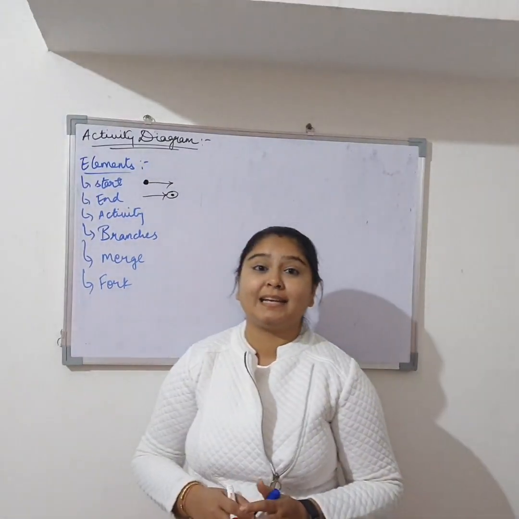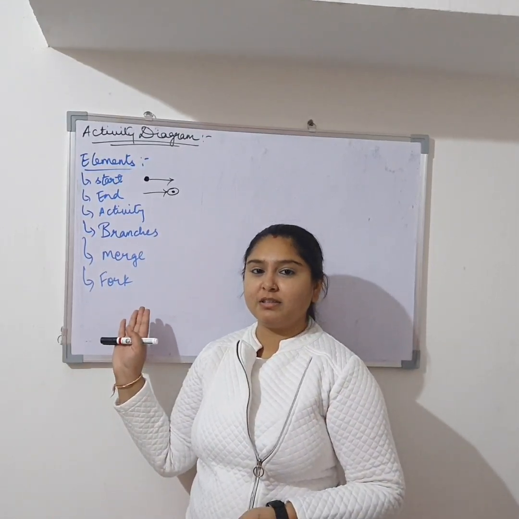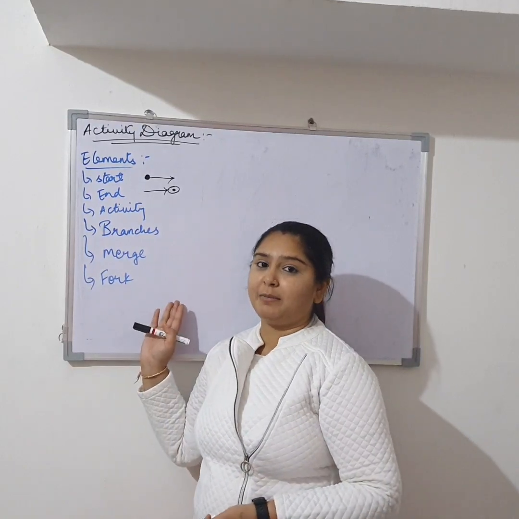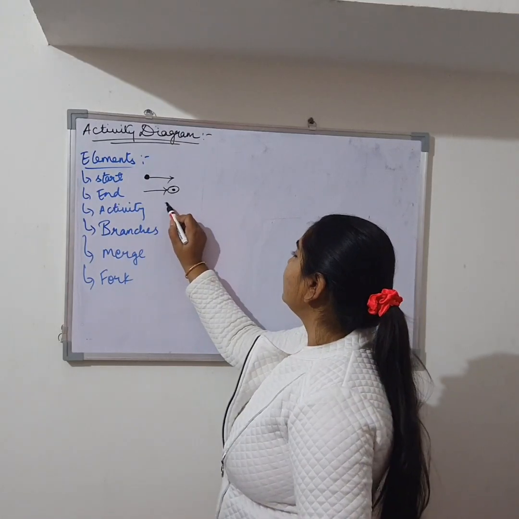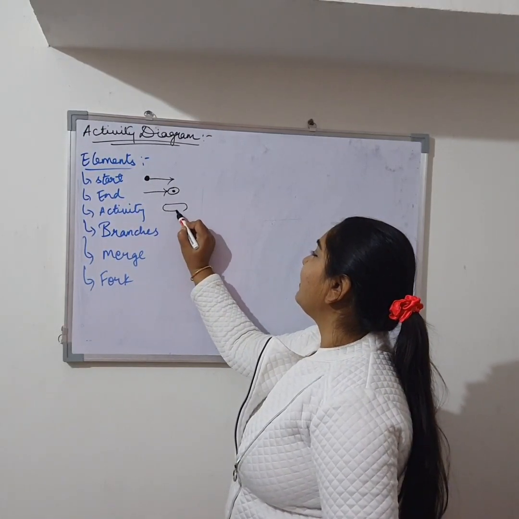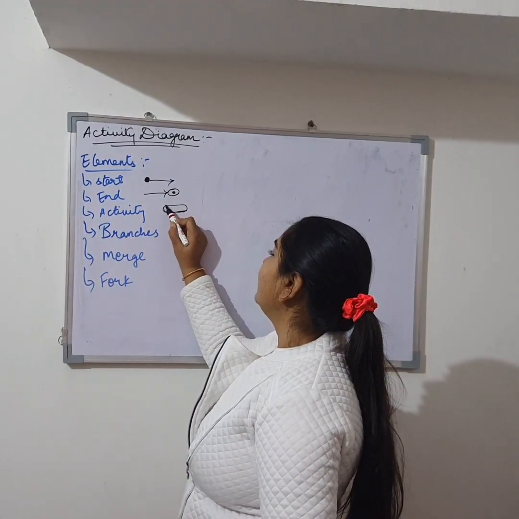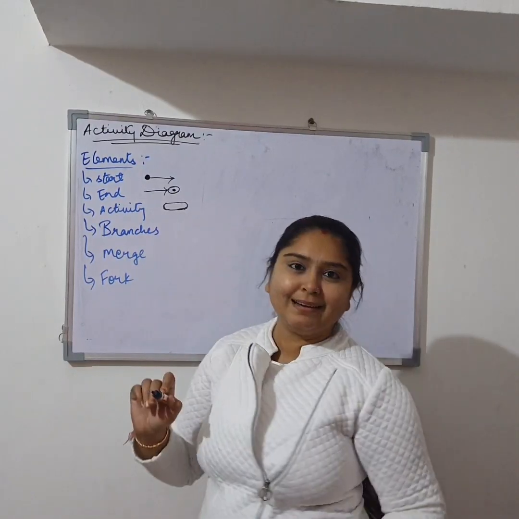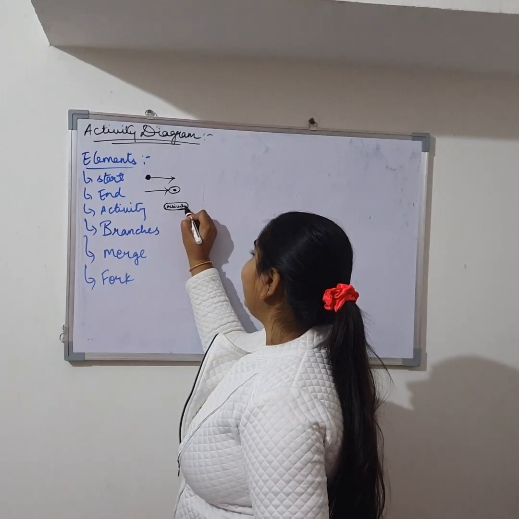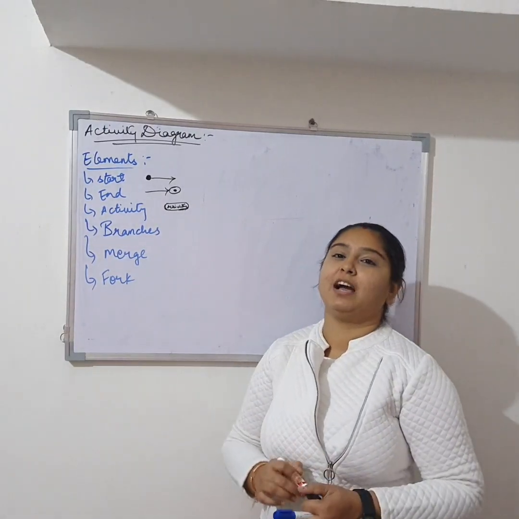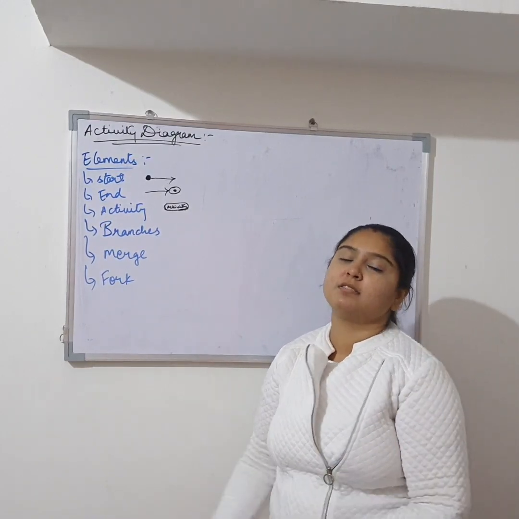Next element is the activity. The activity is the most important element of the activity diagram, and it is denoted with a symbol such as, I believe I am not that good at drawing, but yes, it looks something like a rounded rectangle, and in it we write the activity which we are going to perform next, that is the functions or the activities which are going on in your system.